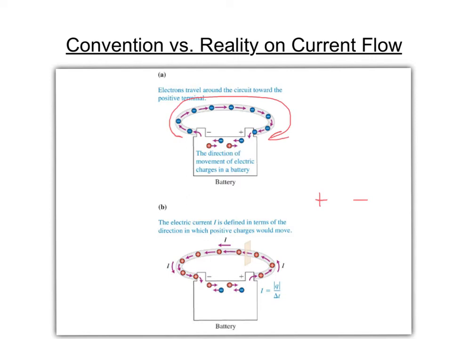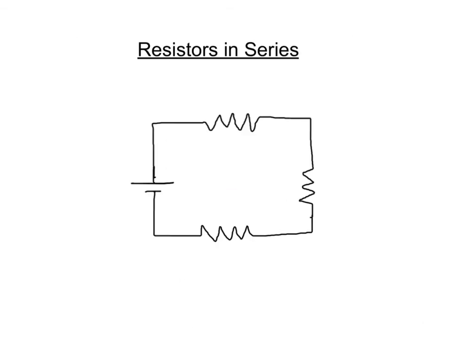For the AP test, you might conceptually need to know that in reality it's the negative charge that carries the electricity in the opposite direction. Okay, let's talk a little bit more about the different arrangements of resistors in a circuit. The first one I'm going to show you is resistors in series.